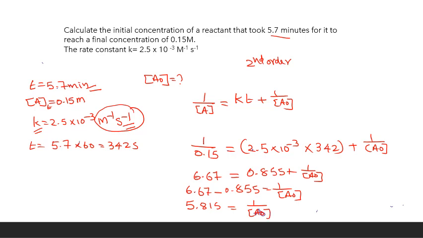I need concentration A0, not 1 over A0. What I will do, I will just flip it. What this means is 5.815 divided by 1. Correct? So when I flip it, what will I get? I'll get 1 over 5.815, that equals concentration A0 divided by 1, that will equal 0.172. That's the answer and the unit will be molarity, M.